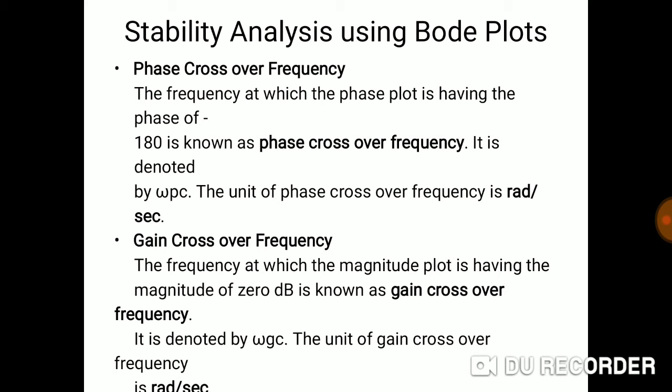Another thing with respect to the stability analysis using Bode plot is that the frequency at which the phase plot has the phase of 180 degrees is known as the phase crossover frequency. It is denoted by omega pc. The unit for that is radian per second. The same holds for the gain crossover frequency. It is for the magnitude plot. The frequency at which the magnitude is 0 dB is known as the gain crossover frequency. It is denoted by omega gc, and the unit of that is also radian per second.